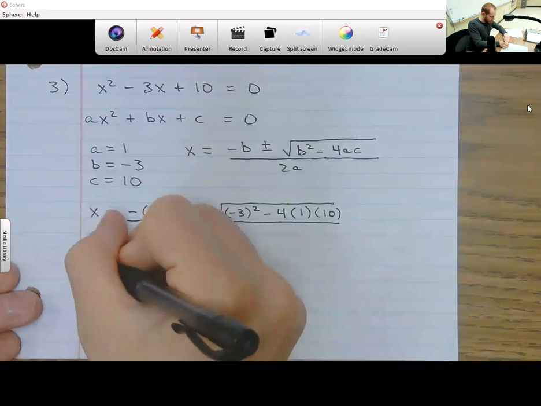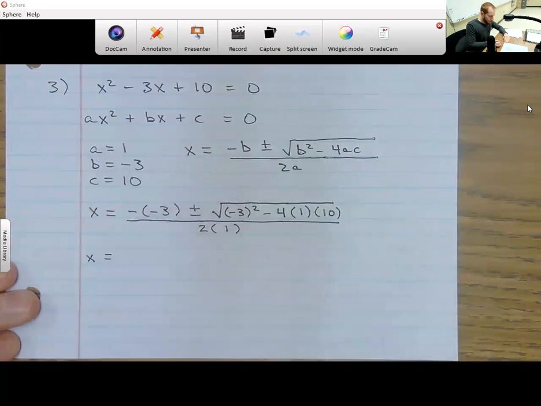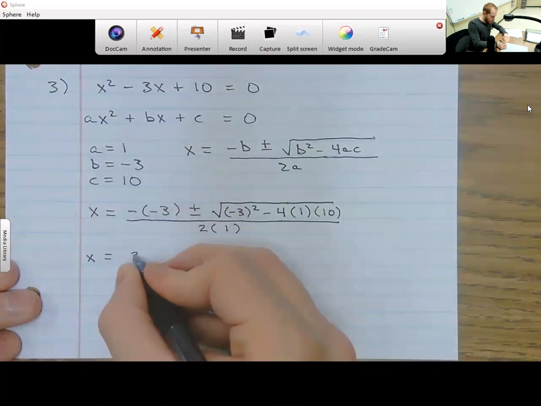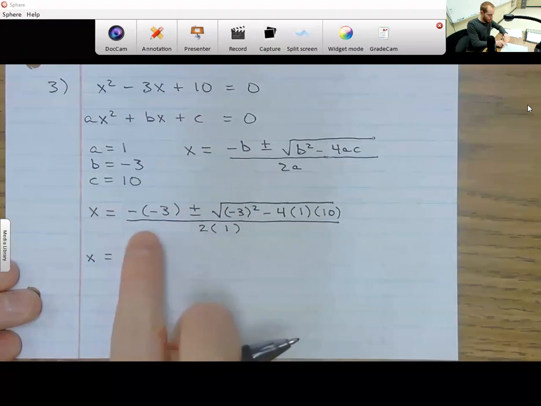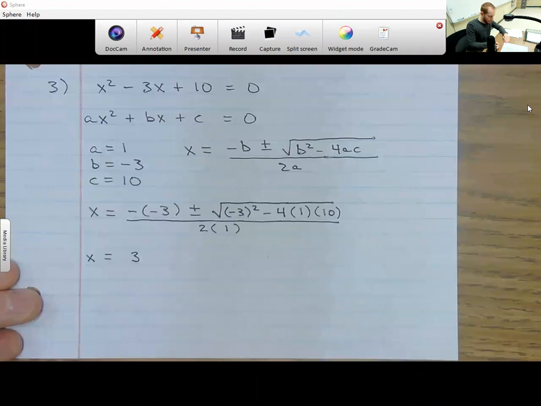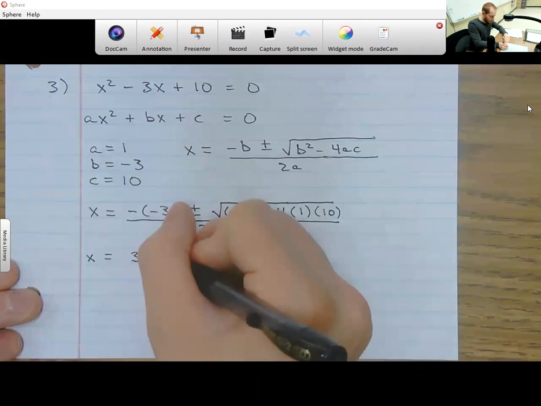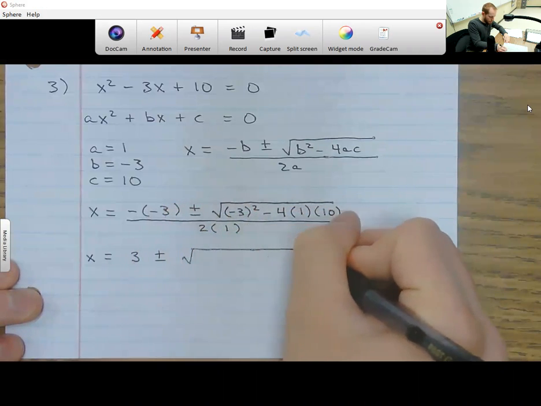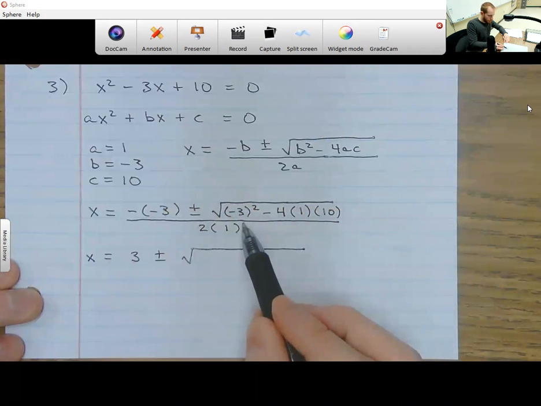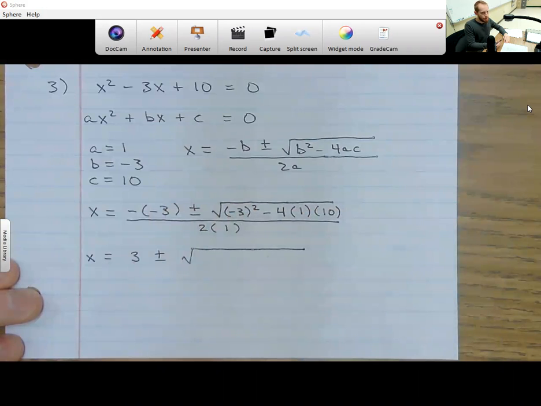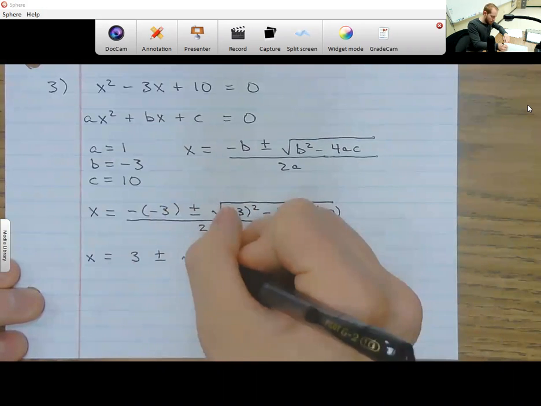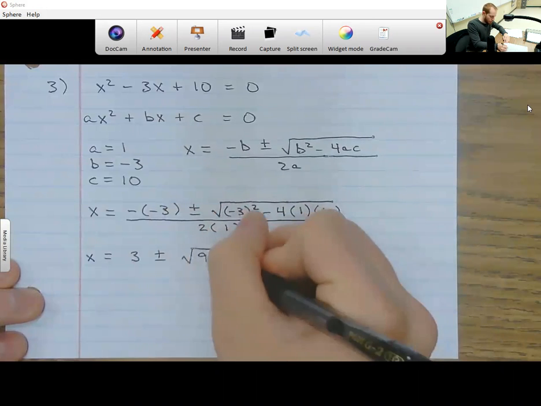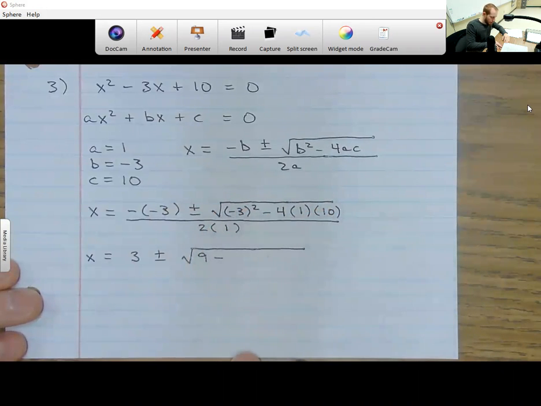So I'm going to have x equals positive 3 because of those double negatives. They cancel each other out. Plus or minus the square root of negative 3 squared, which is negative 3 times negative 3. That would be a positive 9, right? Minus 4 times 1 times 10. That's going to be 40.